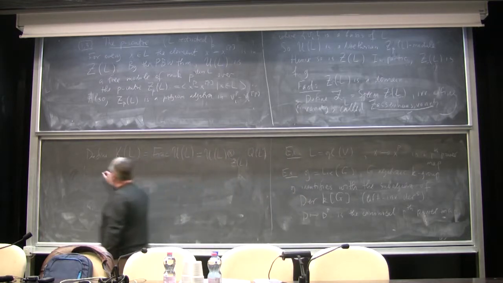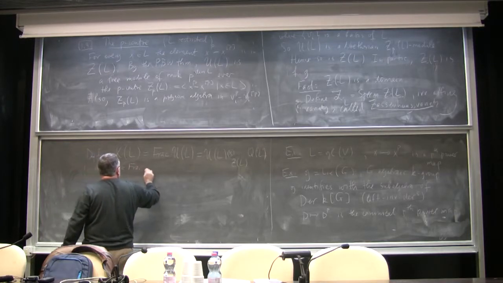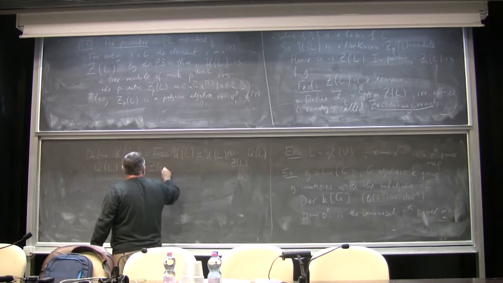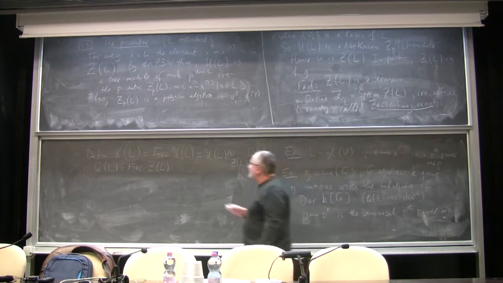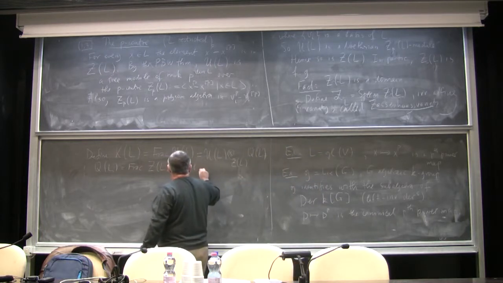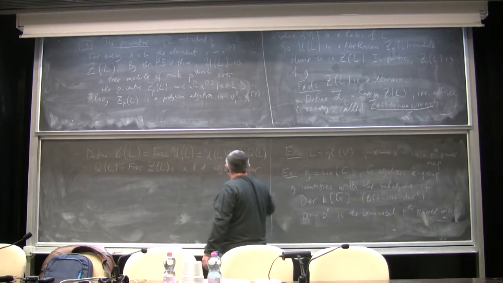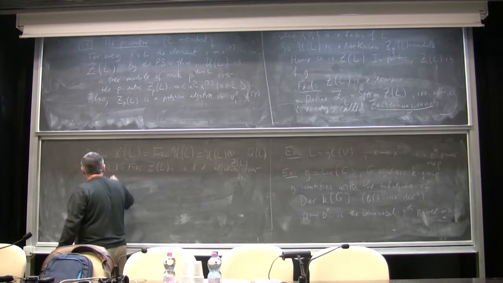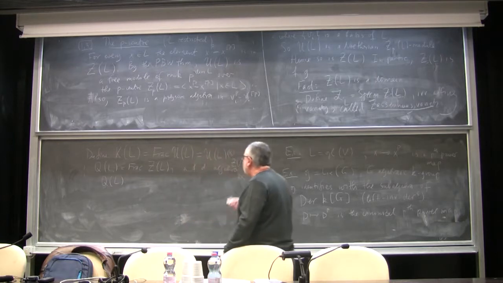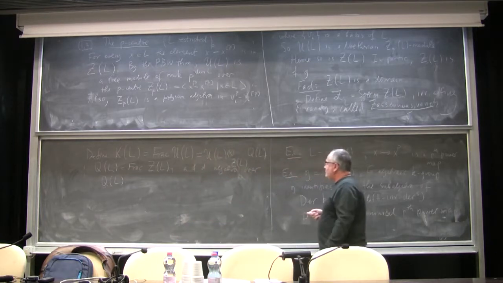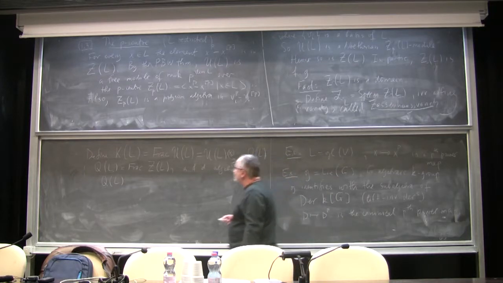Where Q of L is the field of fractions of the center. So this is a finite dimensional algebra over Q of L. But unfortunately, we don't know its dimension, which is very important to know in general. So now we want to estimate the dimension of this algebra.